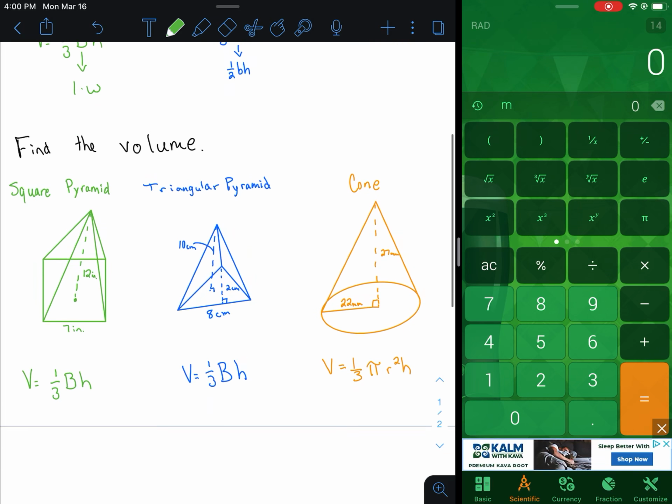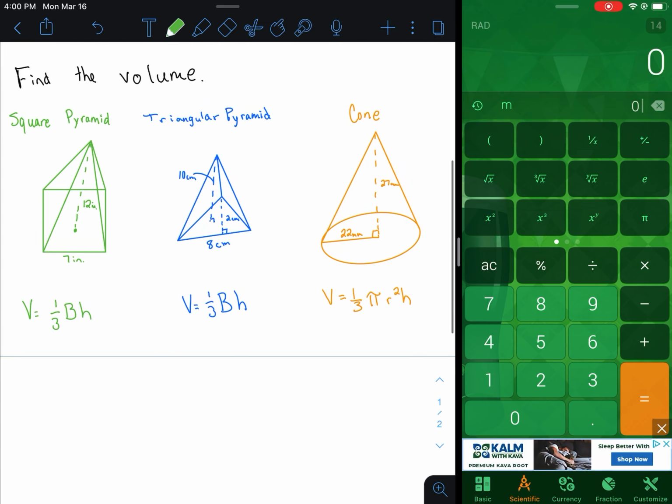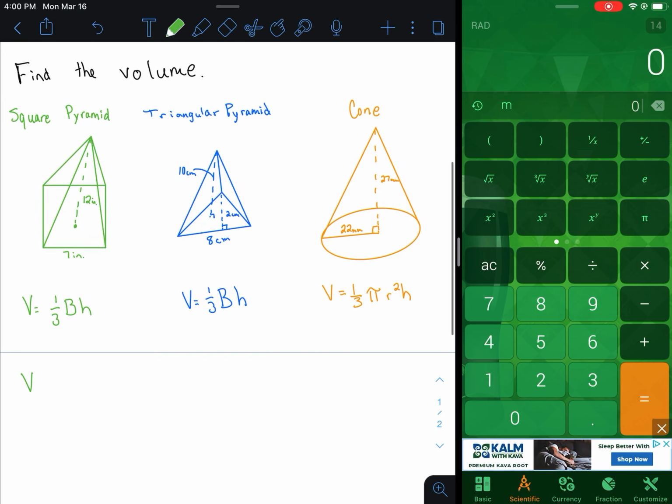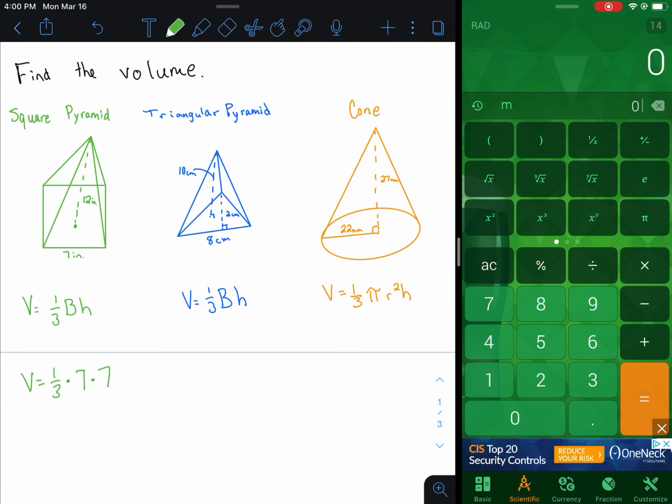So that's what I'm going to do on these 3 examples down here. For the first one, we have a square pyramid. So I know I'm going to take 1/3 and multiply it by my base, which is 7, times my other base, which is 7, because I'm telling you it's a square pyramid versus a rectangular pyramid. If it's a rectangular pyramid, they will write down what each side is. And then the height itself is 12. So in my calculator I'm going to multiply 7 times 7 times 12 first. That gives me 588.